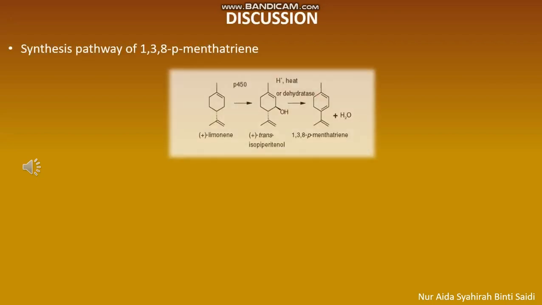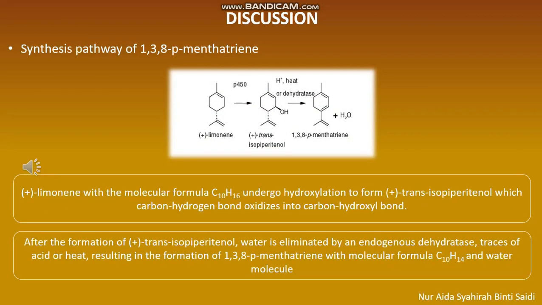The first part of the discussion is the synthesis pathway of 1,3,8-p-mentatriene. Firstly, limonene compound with molecular formula of C10H16 will undergo hydroxylation to form trans-isopiperitenol, in which a carbon-hydrogen bond will oxidize into a carbon-hydroxyl bond. After the formation of trans-isopiperitenol, water is eliminated by an endogenous dehydratase, traces of acid or heat, thus resulting in the formation of the desired compound, which is 1,3,8-p-mentatriene with molecular formula C10H14 and a water molecule.